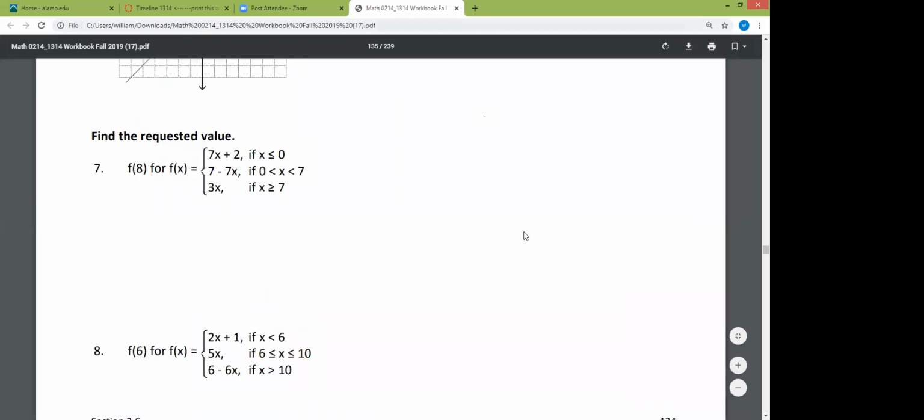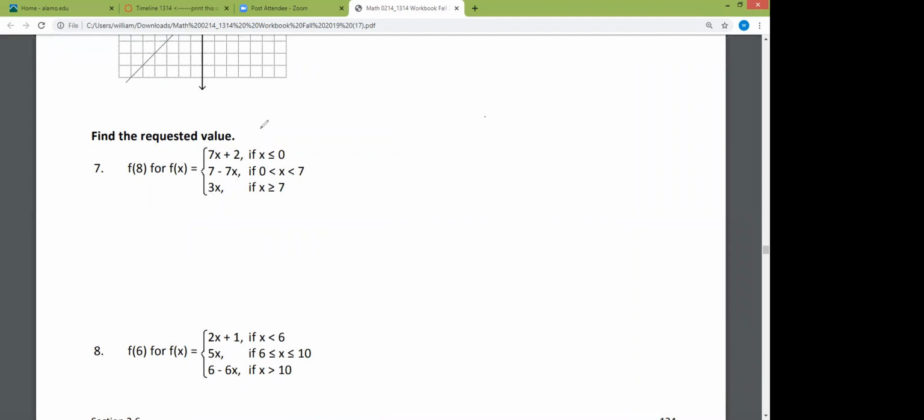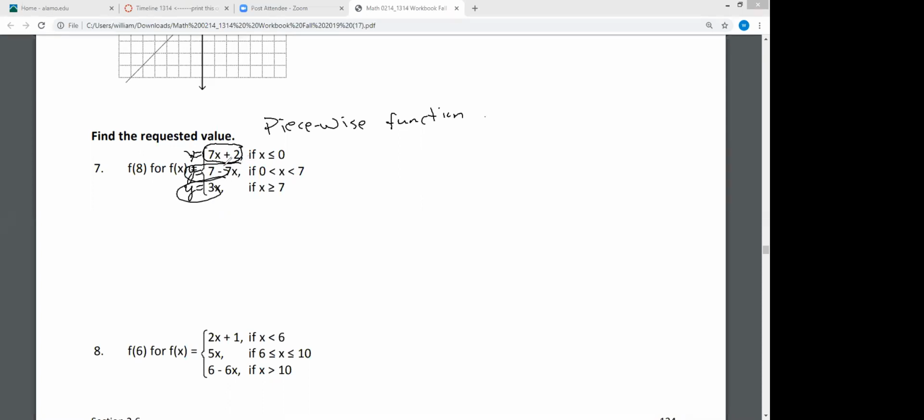And if in the homework or the test you see something, these are called piecewise functions. They have different pieces to them. I want you to see this. This is the actual function. And it really is y equals. Do you see? That's a y equals 7x plus 2. Then we have a y equals 7 minus 7x. Then we have a y equals 3x. I want you to see there are 3 functions here.